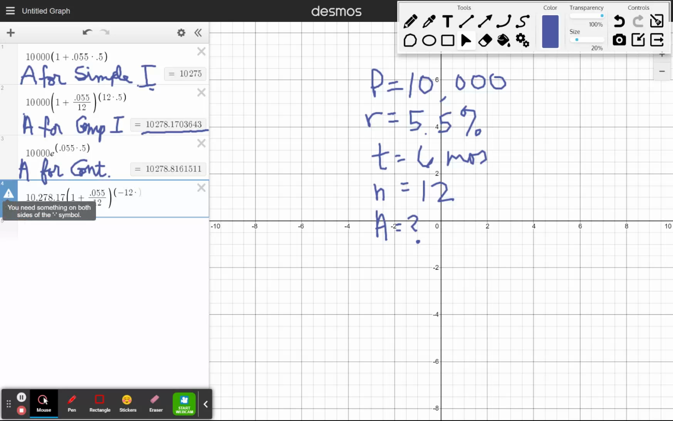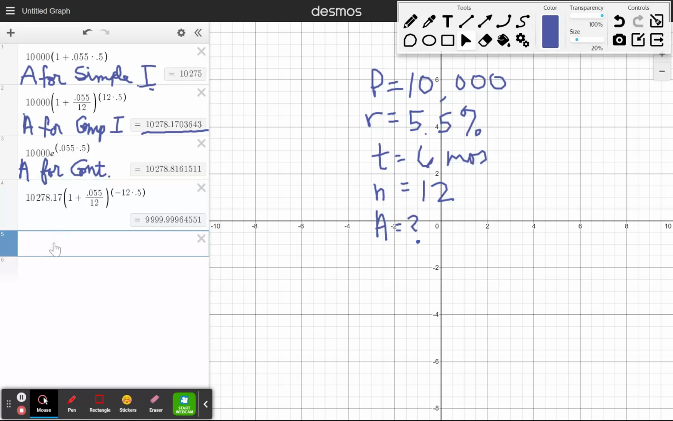our time, which was 6 months, in other words, half a year. You need to put it in as how many years it was. And we also need to take out that comma. Desmos doesn't like commas. So you can see that the present value should have been $10,000. So that was our present value if we were using a certain number of compoundings.